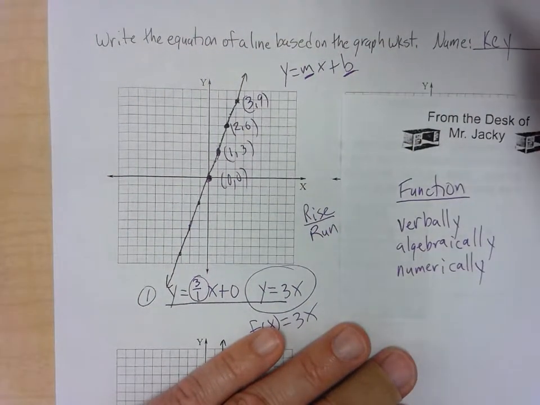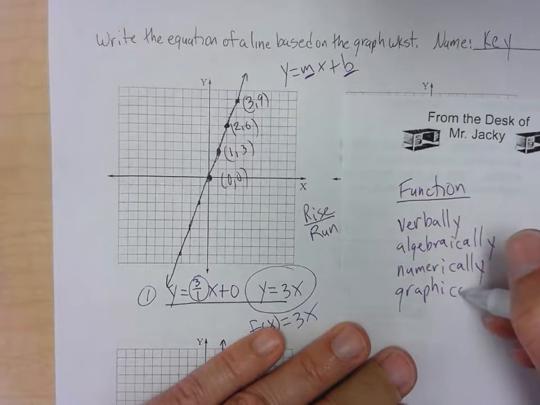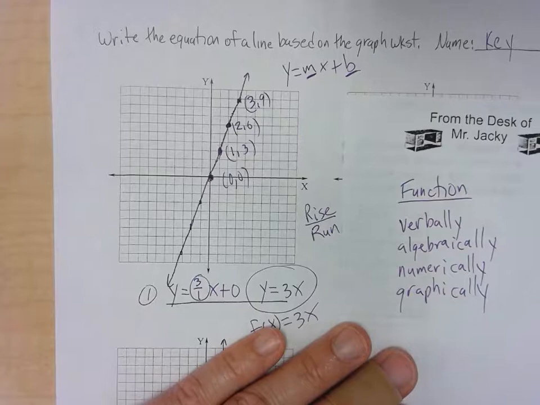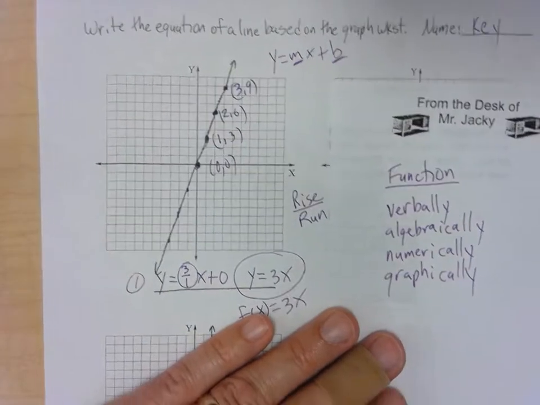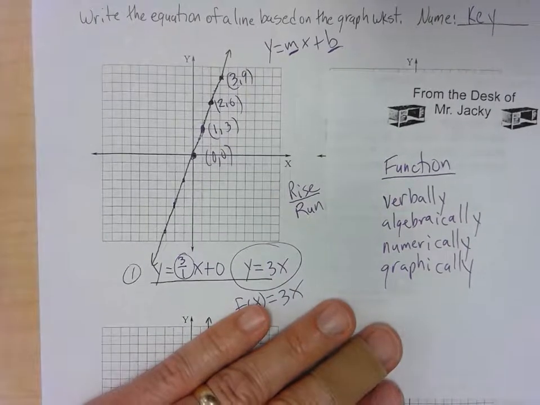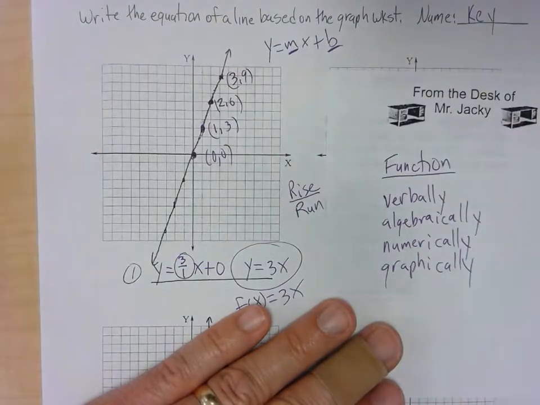And the last way we want to describe a function is graphically. So graphically would be with the graph that I already have. So we want to have multiple representations of the function. It's 3 times a number, it's 3x, it produces numbers like (1, 3), (2, 6), (10, 30), etc. And then the graph looks like so, the solution.